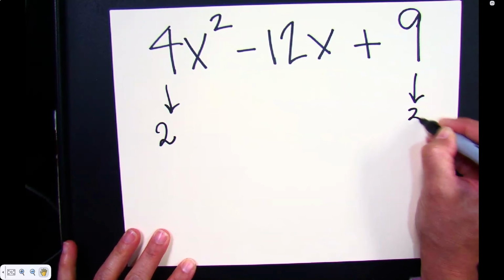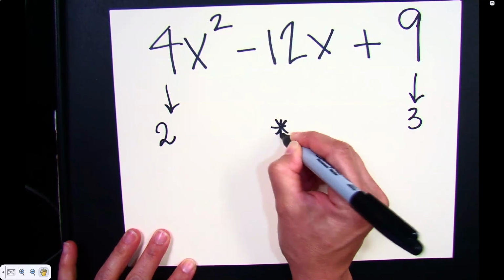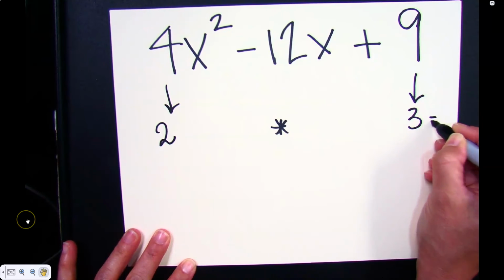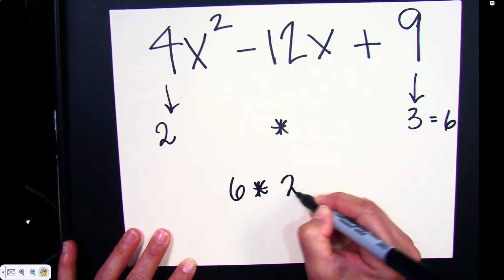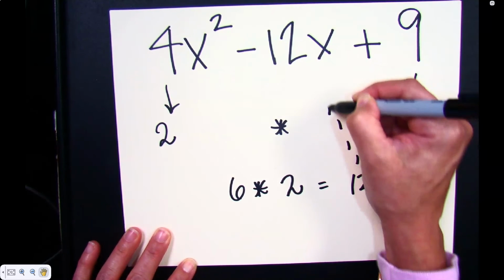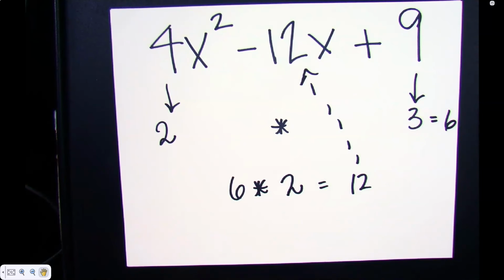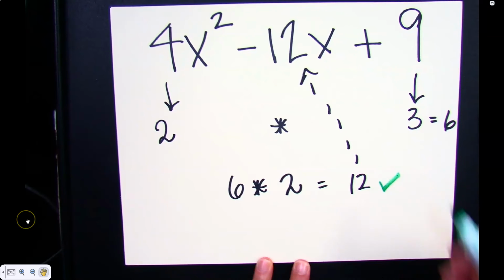Okay, so let's check this one. 4's root is 2. 9's root is 3. Let's multiply those together. 2 times 3 is going to give us a 6. Let's double 6 and we get a 12, which is going to be the middle term. It's a negative 12, and that's okay. That still works for us. We're just going to have a minus sign in our parentheses.